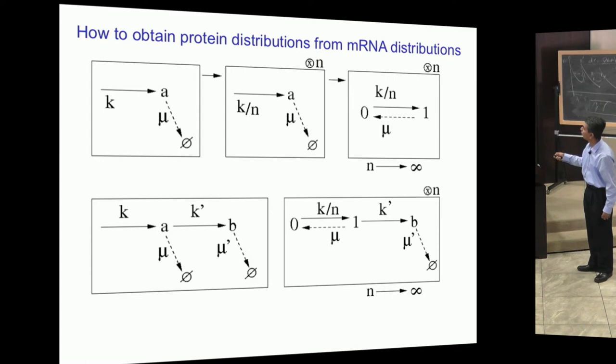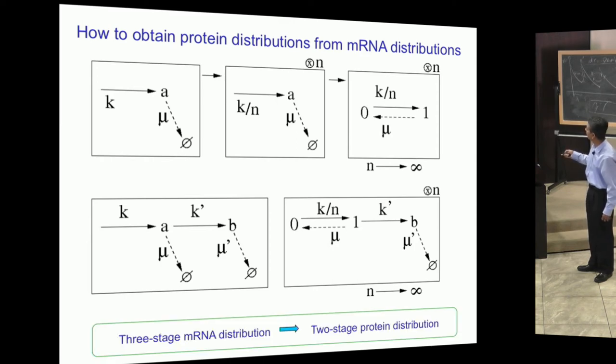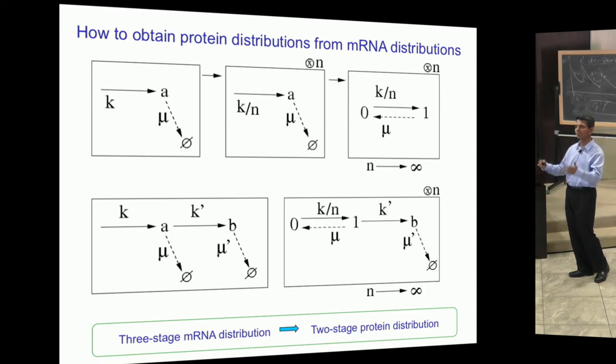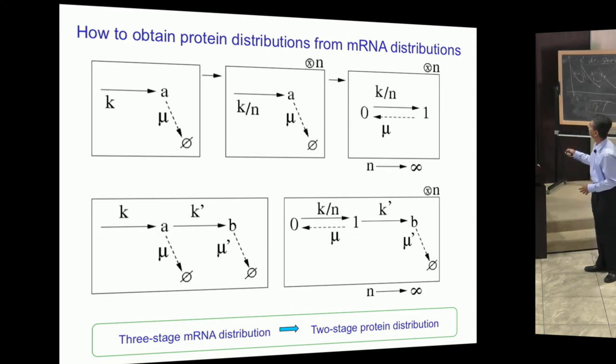So this is the same problem. What I'm going to do is the same trick out here. I'm going to replace the mRNAs by n identical copies of this two-state model. And lo and behold, the protein distribution here is mapped onto a reduced model where you're looking at the three-stage model for mRNAs. So you're looking at the two-stage model for proteins, but that is linked to a kinetic scheme which is exactly the kinetic scheme for a three-stage model for mRNAs. So that's the link, right?